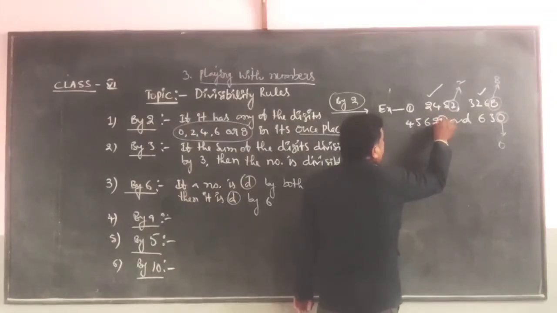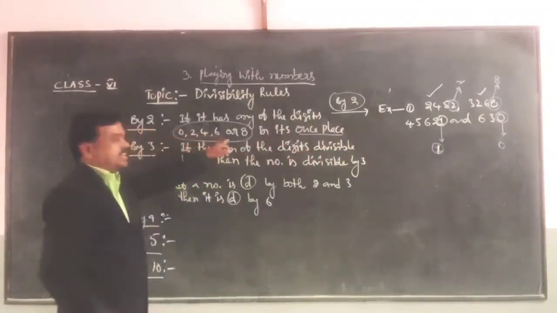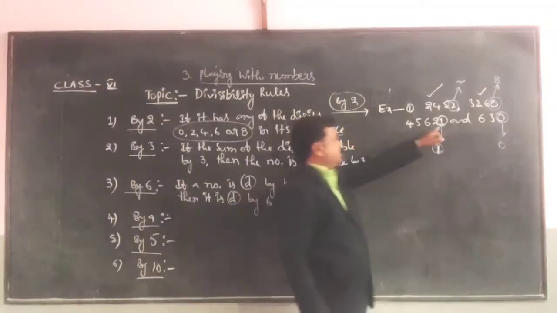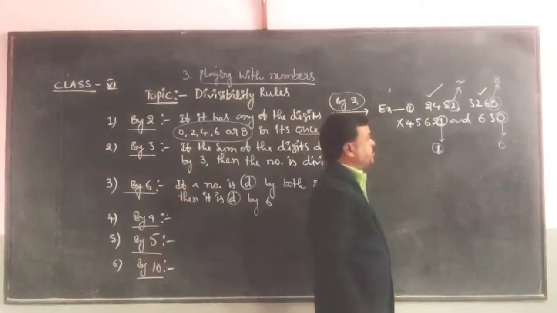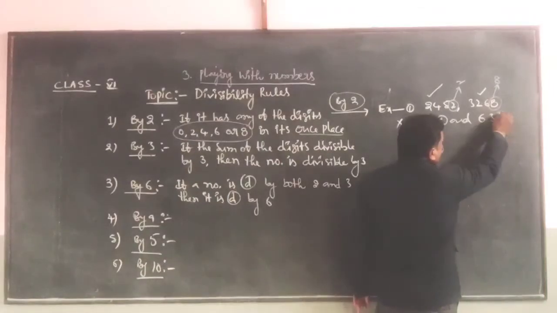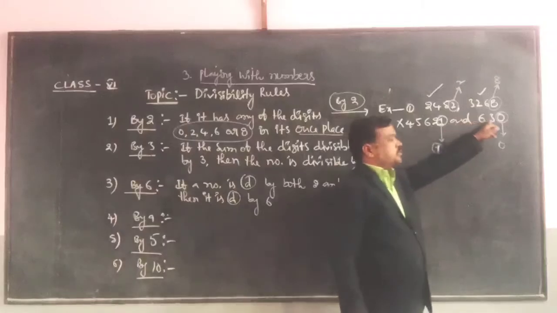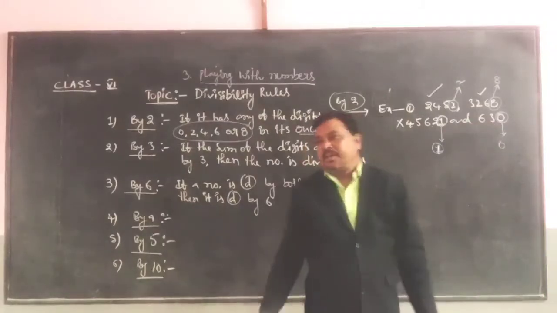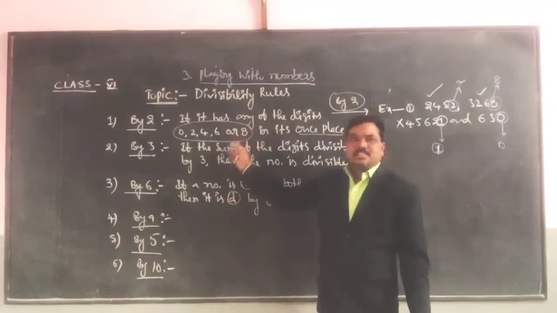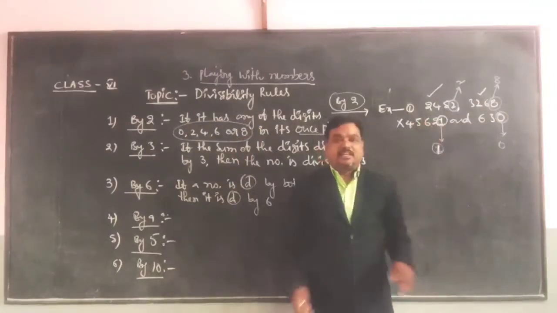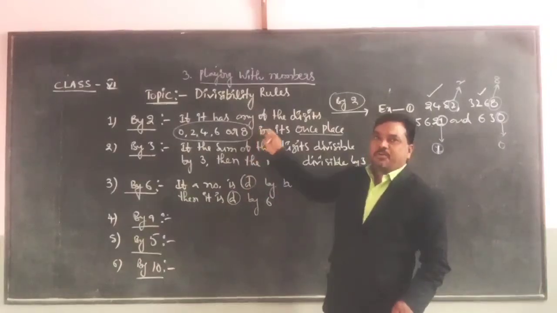45,621. At the ones place here 1 is there. Among these 5 digits, 1 is not there. So at the ones place 1 is there, and this number is not divisible by 2. 630. At the ones place 0 is there. Then we can say 630 is also divisible by 2. It means that if any one of these 5 digits is at the ones place, we can say that the number is divisible by 2. This is the rule for 2.